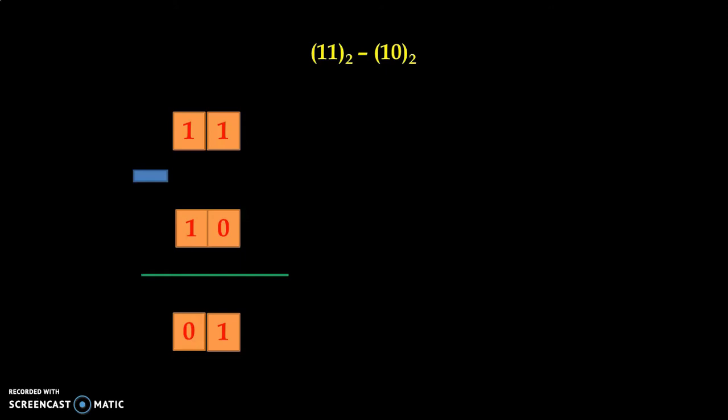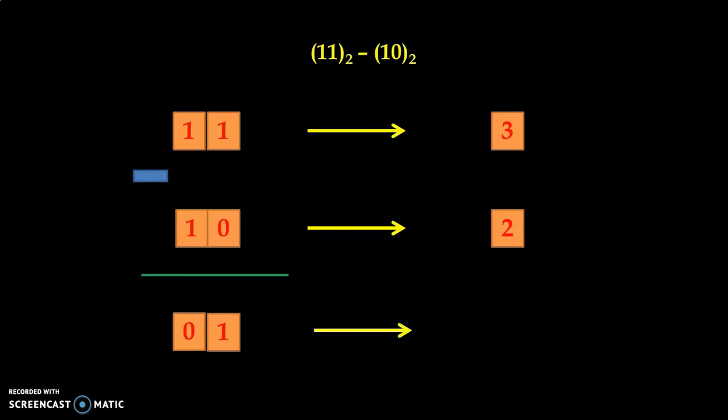But now we have to cross check. If we write equivalent decimal values for 1 1, we know that it is 2 plus 1, so it is 3. The equivalent decimal value for 1 0 is 2. And we know that in decimal 3 minus 2, the answer must be 1. So we are getting the answer 1. So our subtraction of binary values is correct.